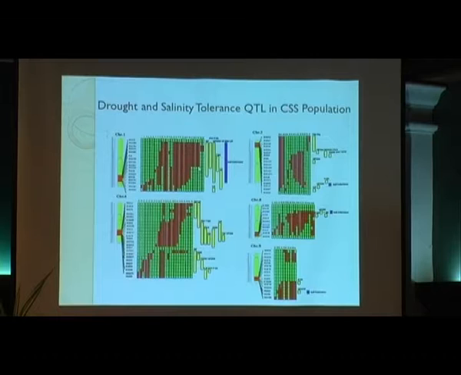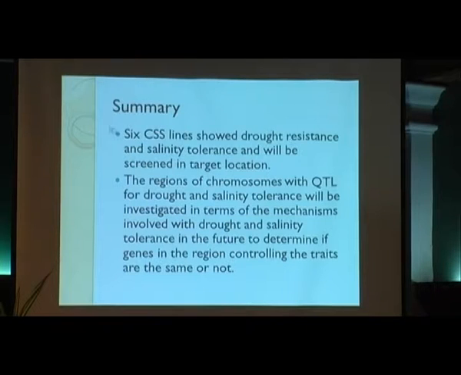So here we can compare. The yellow ones are from the drought traits, and the blue ones are for the salinity traits, and they are actually lying side by side. We can find them in chromosome 1, a small region in chromosome 3, in chromosome 8, and in chromosome 9. To summarize, we have 6 CSS lines which show drought resistance and salinity tolerance, and we are planning to put these in the target location screening.